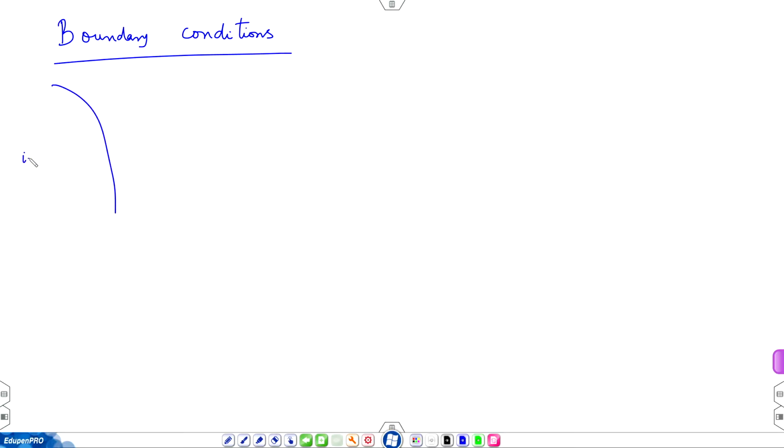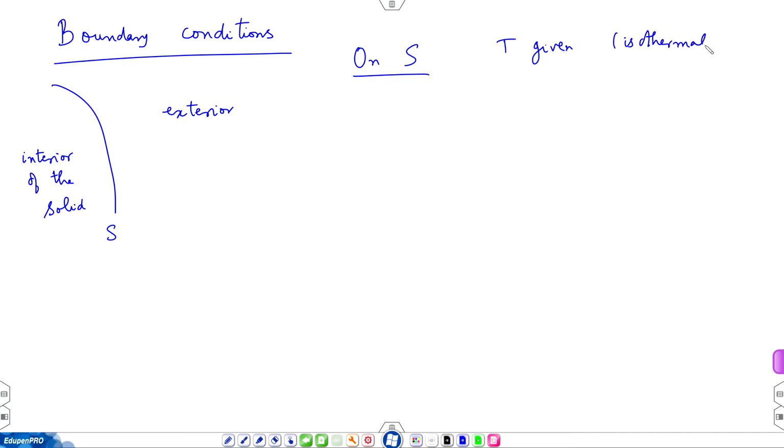So, let us say this is the interior of the solid and this is the exterior. So, a boundary condition is stipulated on the surface S. So, you could have T given. This is an isothermal type of boundary condition.